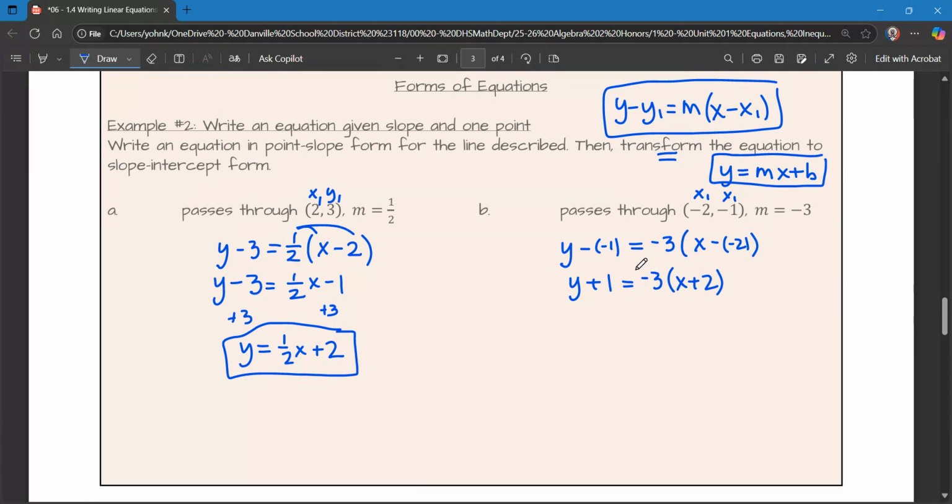In any regards, we're going to have to distribute on the right-hand side, so y plus 1 equals -3x minus 6. And then we need to subtract 1 from both sides, so we get y equals -3x minus 7.